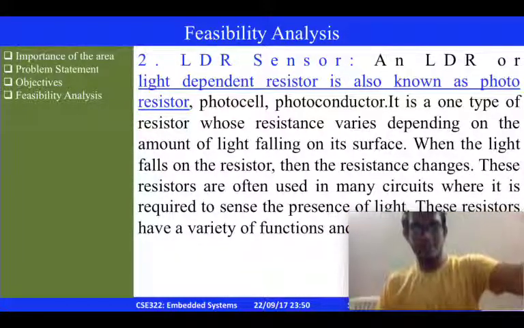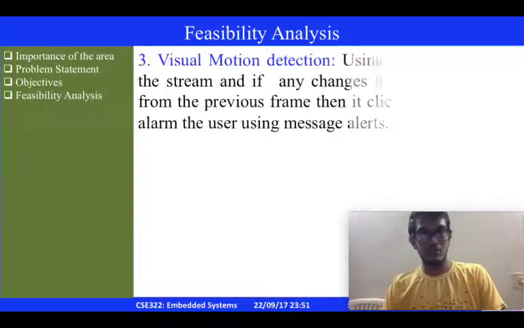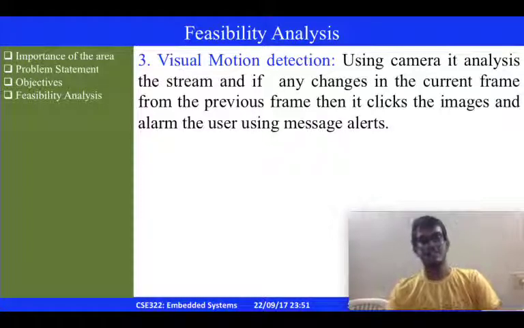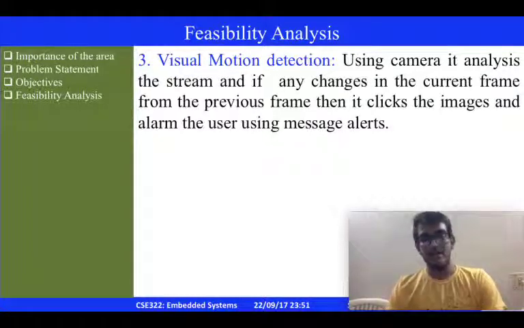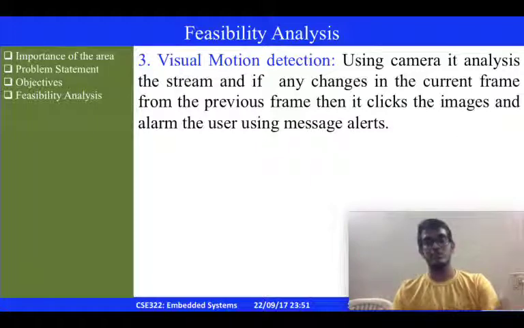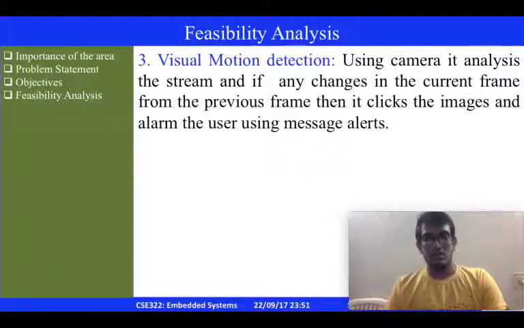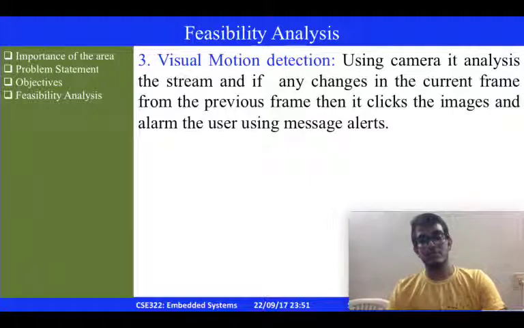Hello, I'm Saurabh Jain. Now, in the feasibility analysis, we are going to talk about visual motion detection. In this section, we are using MATLAB. We are going to analyze a video. In that, if we analyze continuous frames from the previous frame, if any change is observed in the software, then it will notify the user and give him a textual message that motion is detected in the following section of the house.